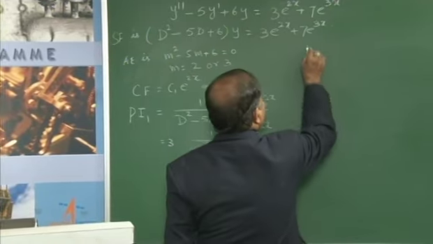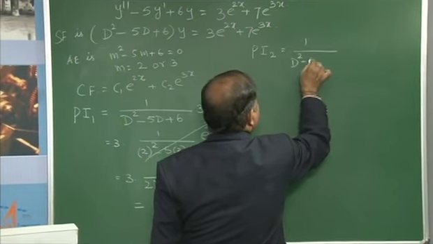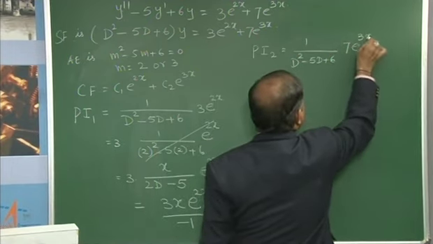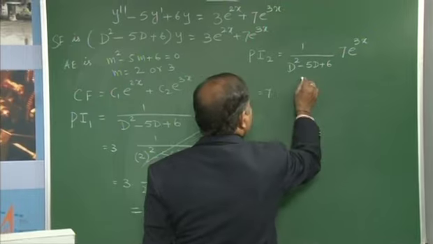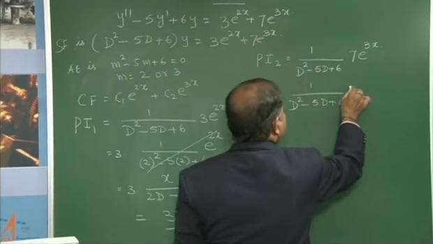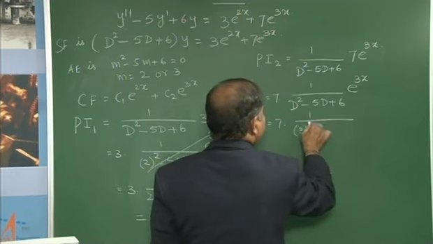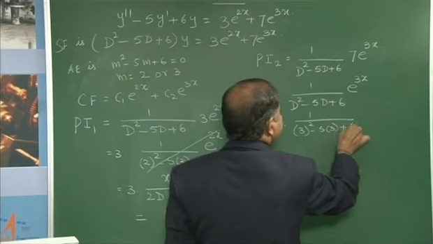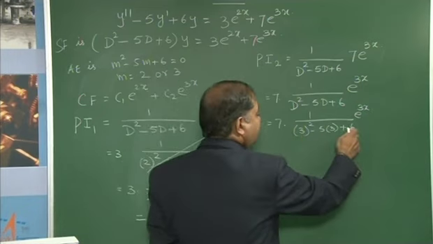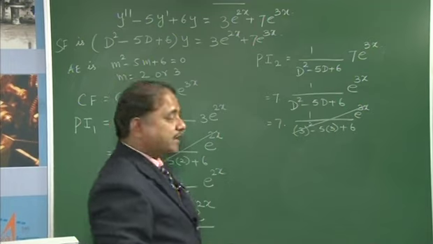Second factor, same way, particular integral 2: 1 by d square minus 5d plus 6, 7 e power 3x. 7 aside, d square minus 5d plus 6, e power 3x. Substitute it: 3 square minus 5 into 3 plus 6. Now also I can see this is 9 plus 6, 15, minus 15. So the denominator is becoming 0. Once again, do not consider it.